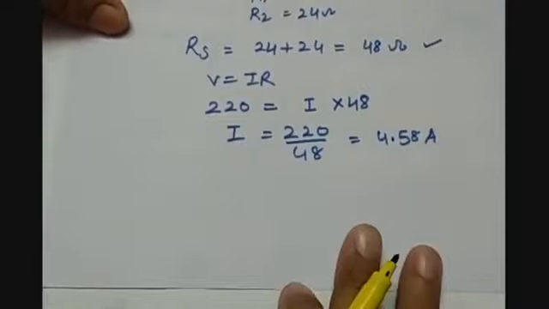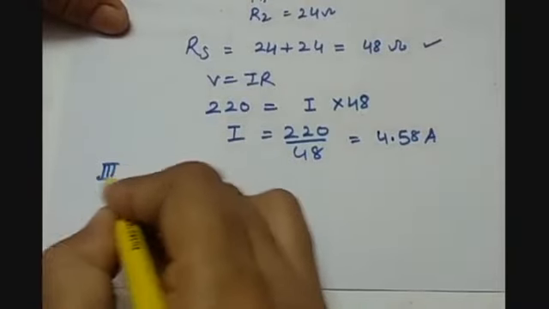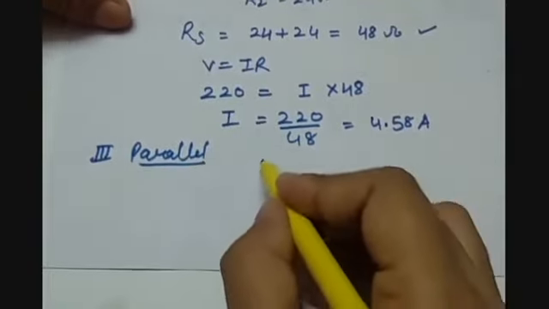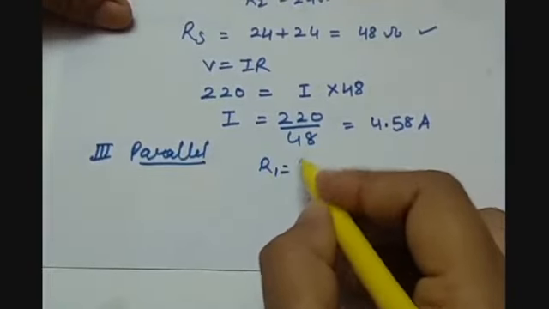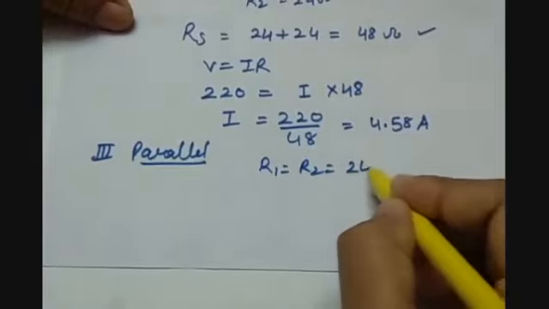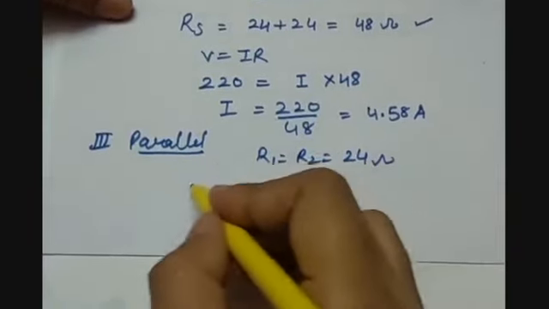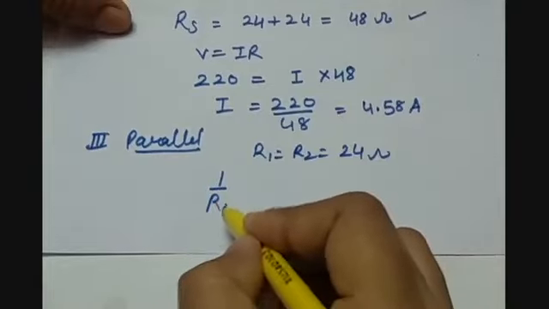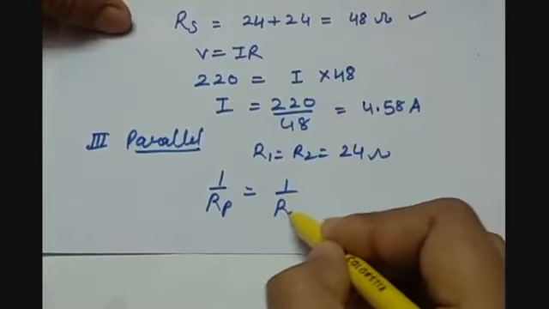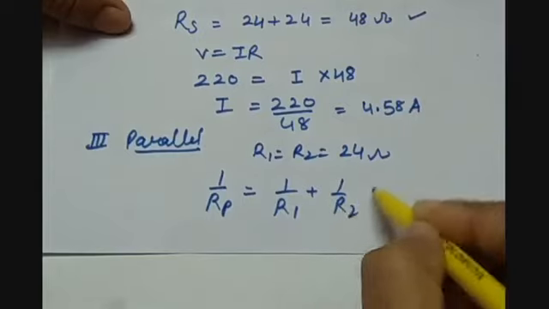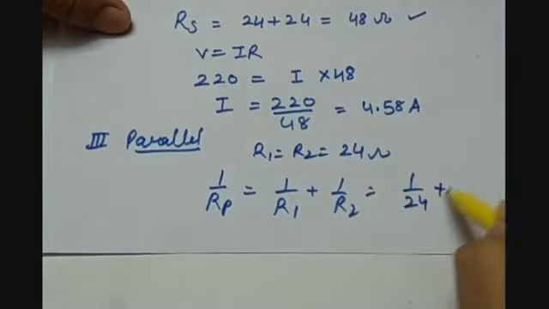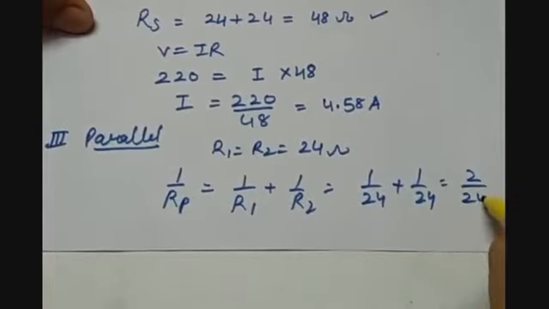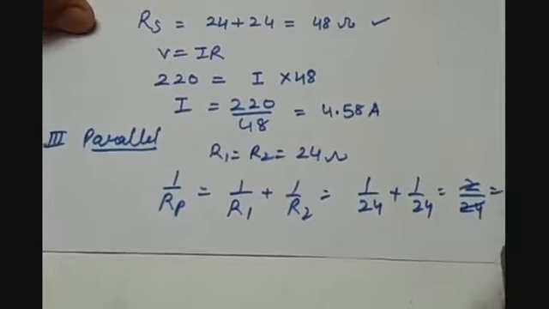And when these are connected in parallel, which is the third case, R1, R2 are same. That is 24 ohms. But in parallel combination, the effective resistance 1 upon Rp will be 1 upon R1 plus 1 upon R2, and that is 1 upon 24 plus 1 upon 24. So it comes out to be 2 by 24. That means 1 upon 12.